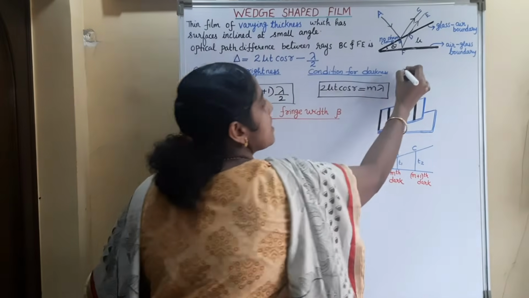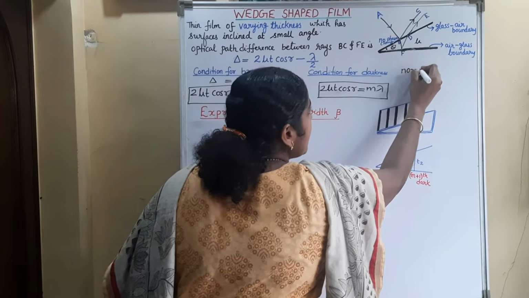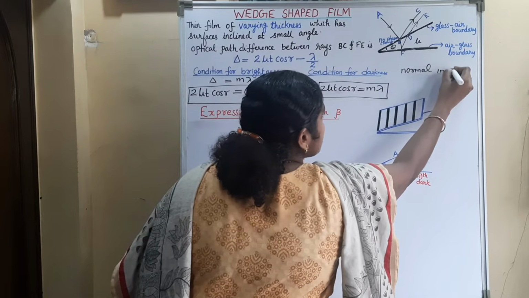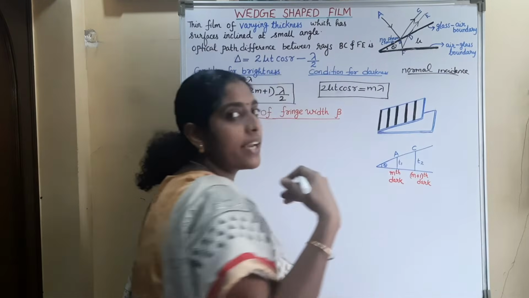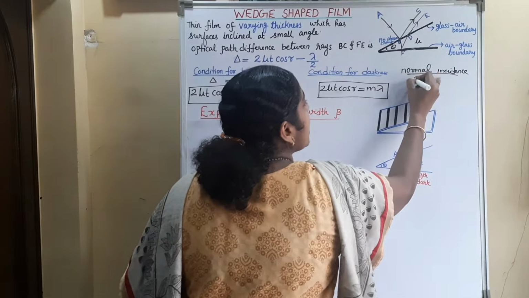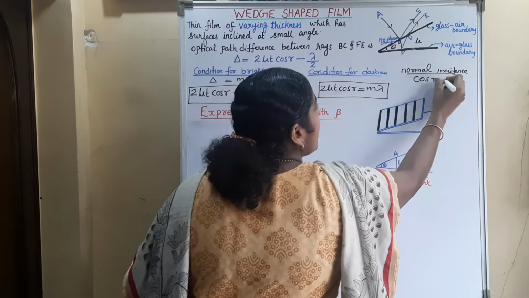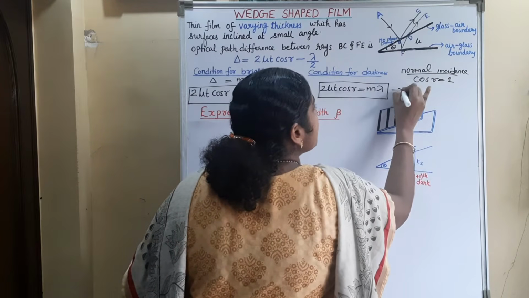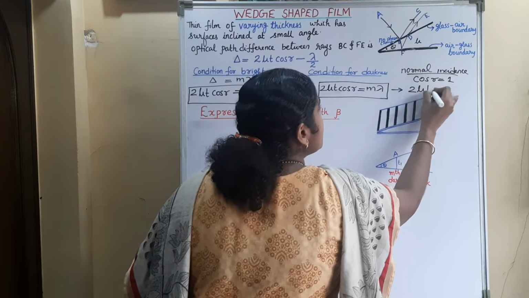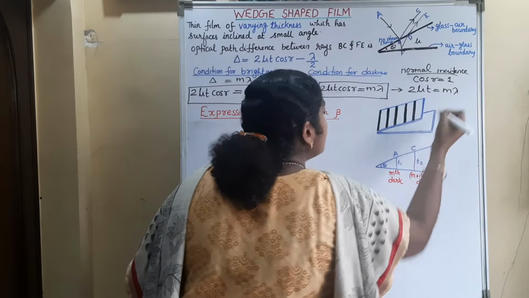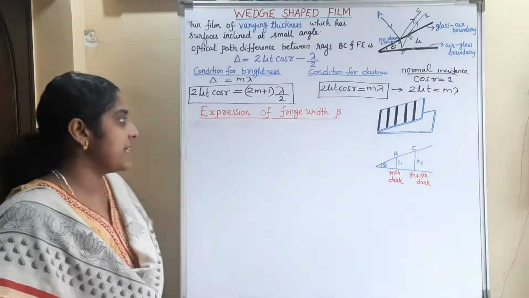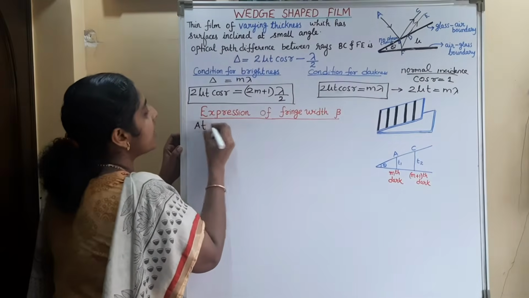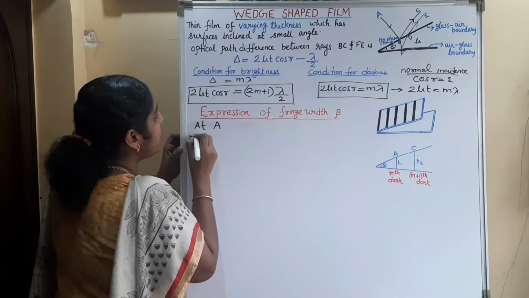2 mu t cos r is equal to m lambda. If we are considering normal incidence of light, the angle of refraction is 0 degrees. So that means cos r is equal to 1, and this condition becomes 2 mu t is equal to m lambda. Let us consider normal incidence of light here, and at A, the mth dark band occurs.